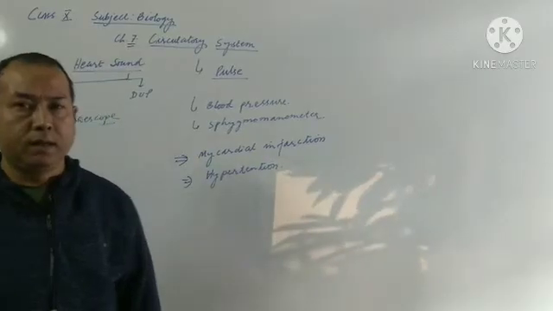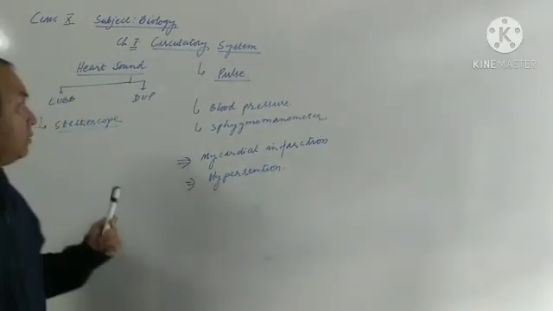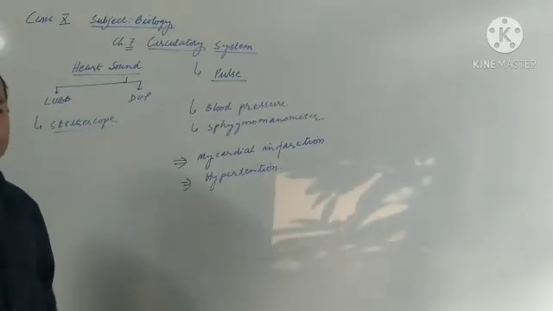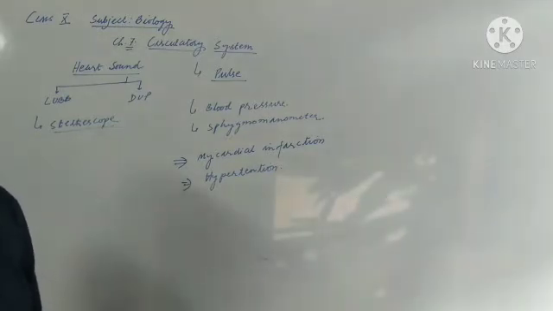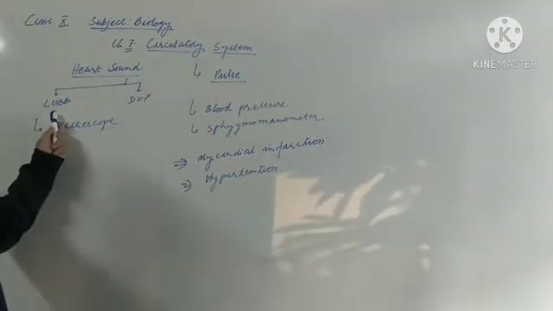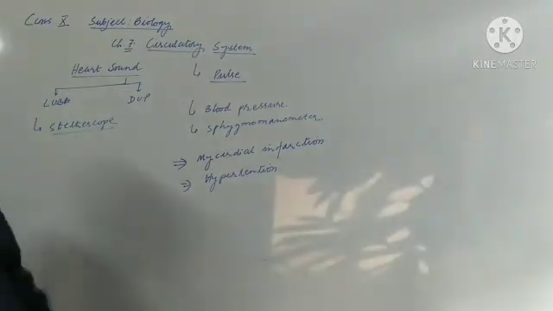by the heart. The first sound of the heart is called lub sound, and the second sound of the heart is called dub sound. So if you are asked to differentiate between lub and dub sound of the heart, then what you need to say is that the first sound of the heart is called lub sound and the second sound of the heart is called dub sound.